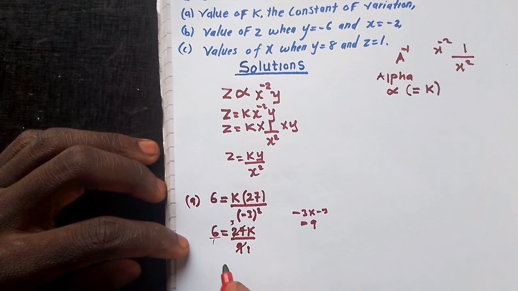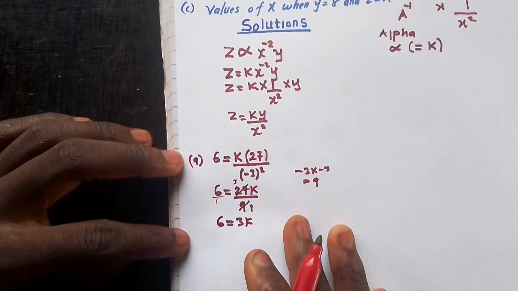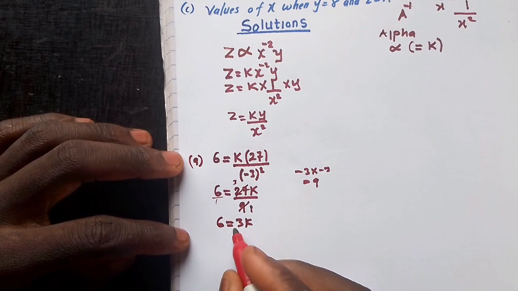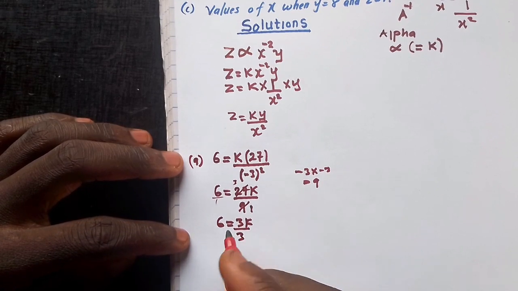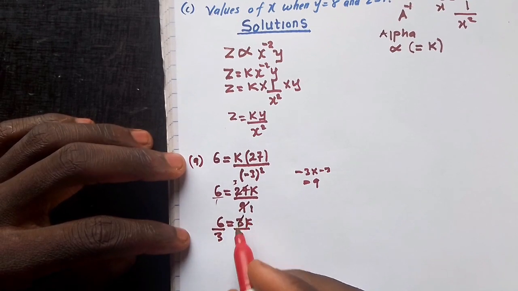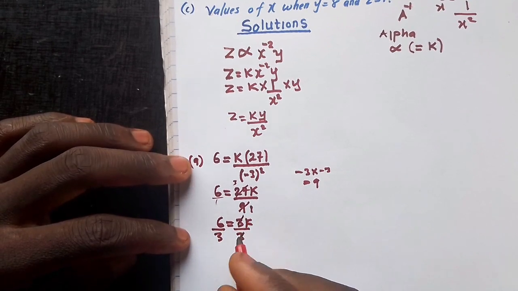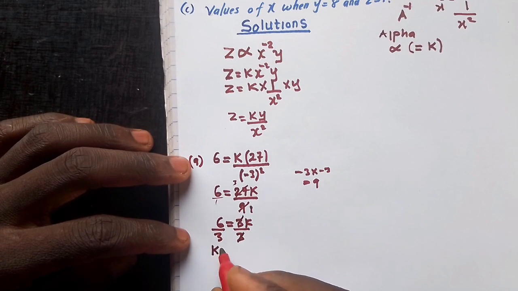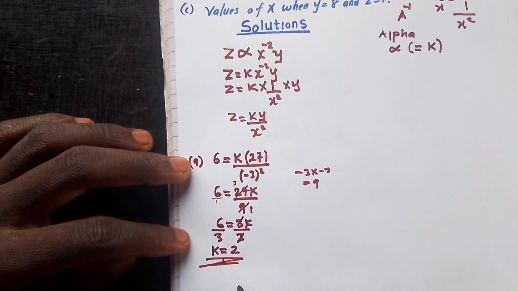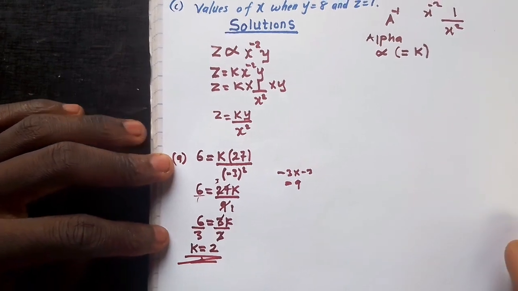So in this case here, I'm going to say 6 is equal to 3k. Then here I'm looking for the value of k, which means I'm going to divide by 3. So these 3s are going to cancel each other. Then I'm going to say k is equal to 6 divided by 3, I'm going to get 2. So the value of k is 2.